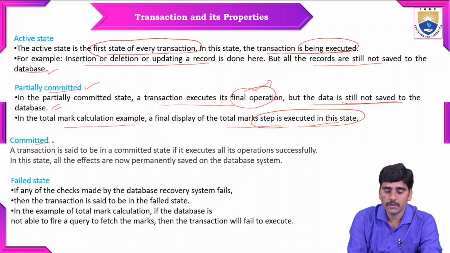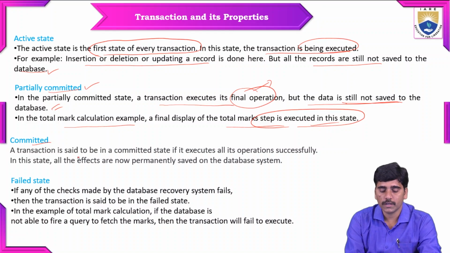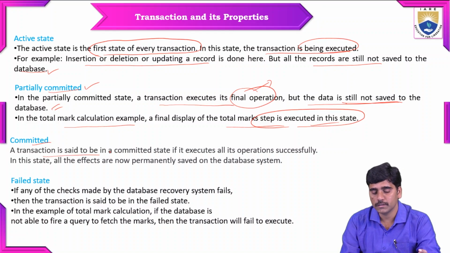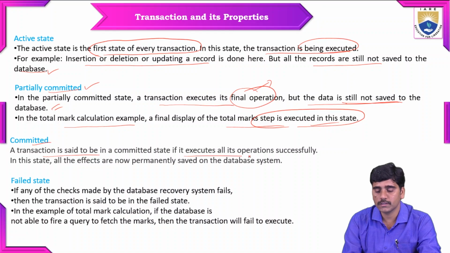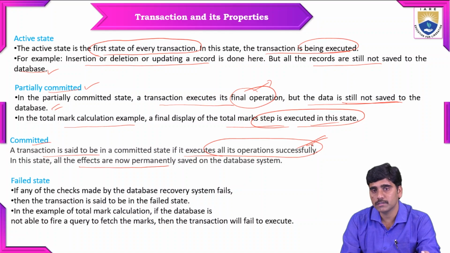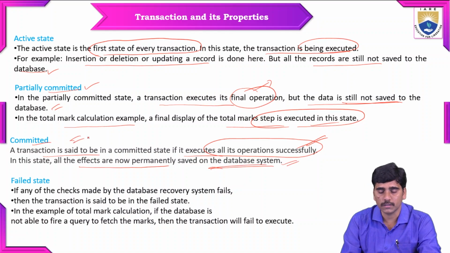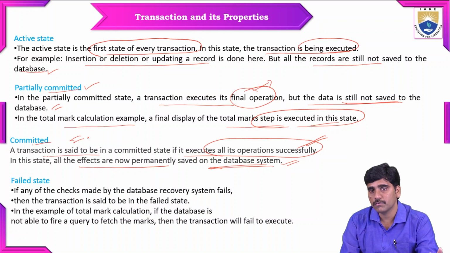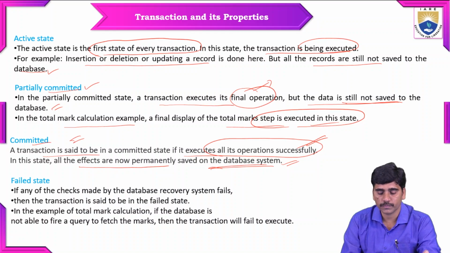So next, committed state. A transaction is said to be in committed state if it executes all its operations successfully. In this state, all the effects are now permanently saved on the database. So after execution of this committed state, now the data is saved in the database permanently.